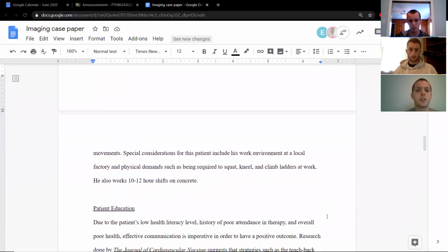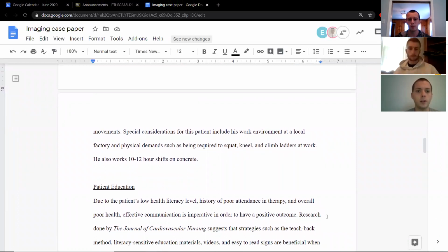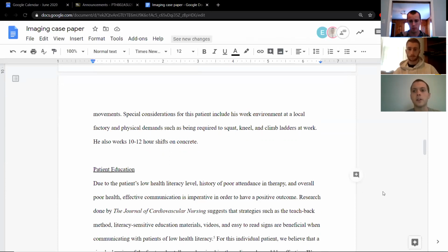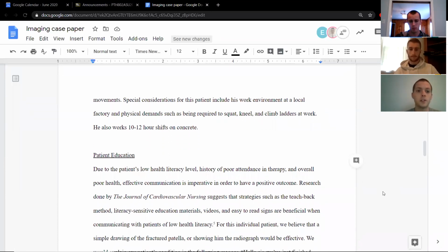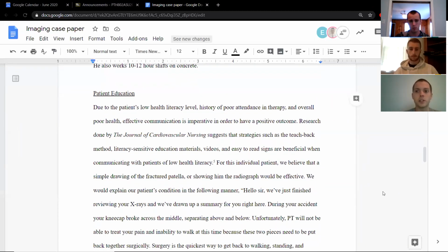Special considerations for this patient, since he is a factory worker, include his work environment and his physical demands like squatting, kneeling, and climbing ladders, which of course all require the quads. And he does work 10 to 12 hours on concrete. So a lot of things to consider with the PT treatment. And for the education, we're just going to hand it over to Mitchell.